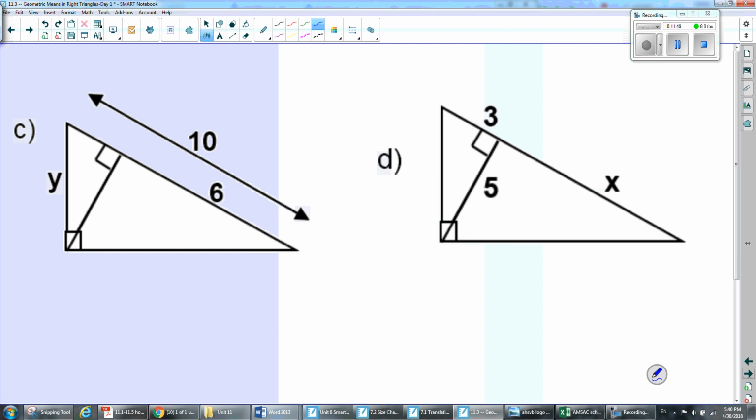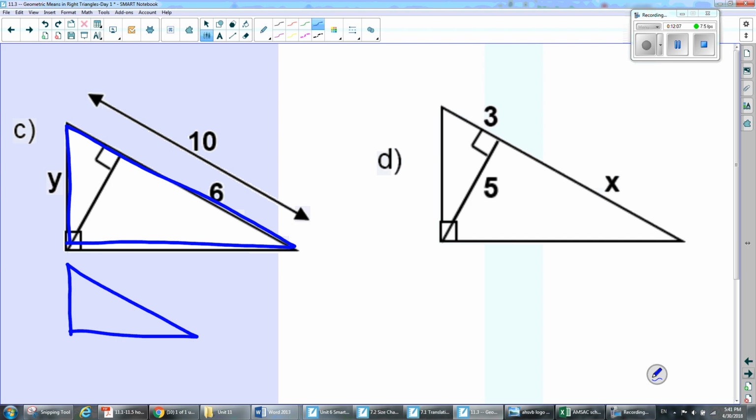For C, here's my variable. I need a triangle that has 2 side lengths and the variable. So I'm using the big triangle. I have a short leg of y. I have a hypotenuse of 10.